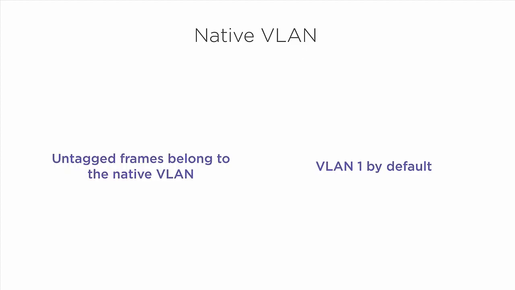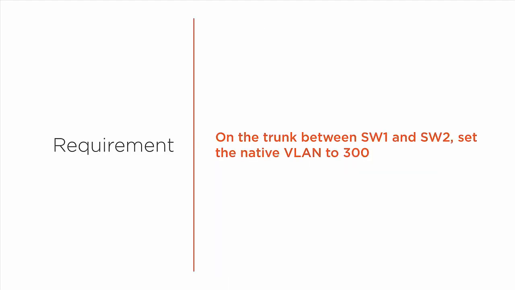belongs to? Well, untagged frames ingressing or egressing a trunk interface belong to what's called the native VLAN, which is VLAN 1 by default. But it can actually be anything, it's configurable. So let's take a look at our next requirement to see exactly how this works. On the trunk between switch 1 and switch 2, set the native VLAN to 300. Sounds pretty easy. Deceptively easy, probably.